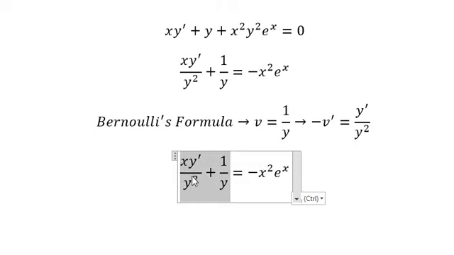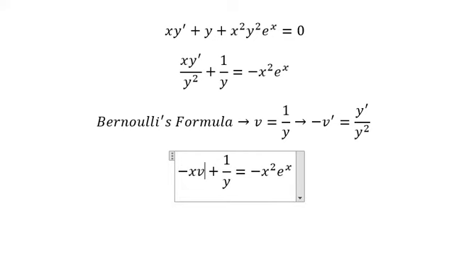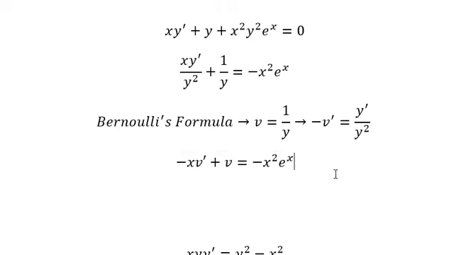So this one we change for negative s times the first derivative of v. This one we change for v. Later, we divide both sides by negative s.